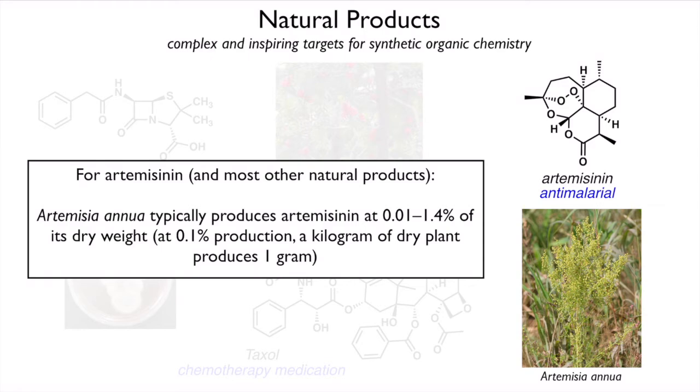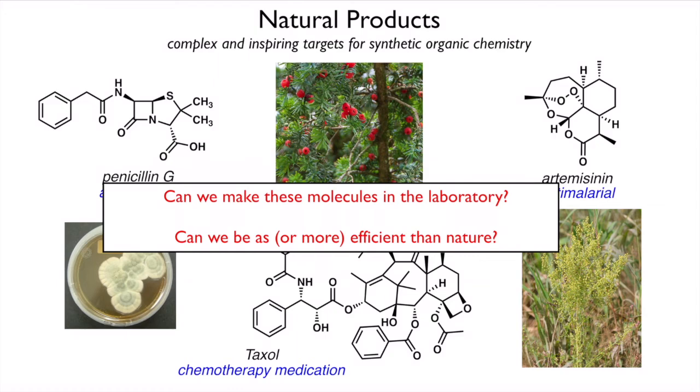That may sound like a decent amount of this compound, but when you consider the fact that this is barely enough to start dosing even one person, you can start to imagine how incredibly inefficient it would be to grow a ton of this plant just to harvest it and obtain enough of this molecule to treat an entire population of people. So this is where organic chemists like myself come into the picture. We ask ourselves, can we make these molecules in the laboratory? And better yet, can we be as or more efficient than nature is?